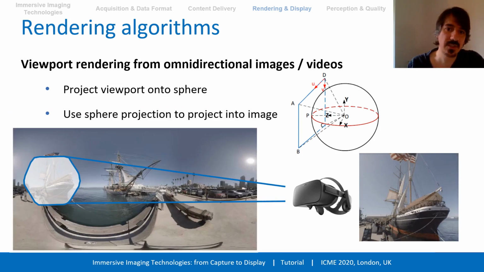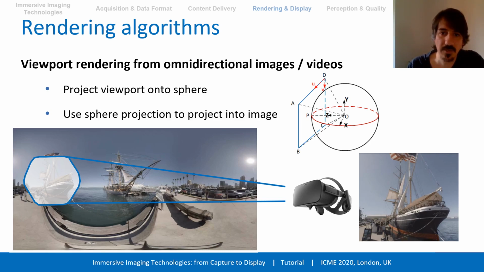For omnidirectional imaging, there are two main steps for rendering a novel viewpoint, and the goal is to project the chosen viewport onto the planar image used to store the omnidirectional data. So if we consider the viewport that we want to render, it will have the same center as the omnidirectional sphere, and its orientation is also known. For example, it can come from a head-mounted display. Then the first step is to project that viewport onto the sphere. And the second step is to project that portion of the sphere onto the planar image using the appropriate sphere projection.